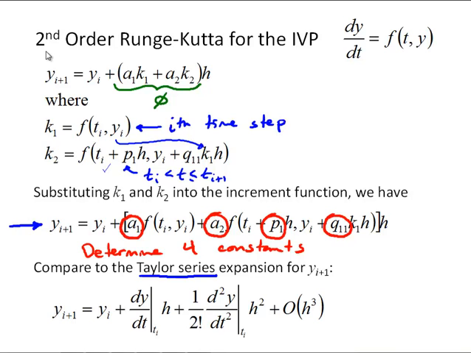Since we're doing a second order method, let's compare this Runge-Kutta approximation for y i plus 1 with the second order Taylor series expansion for y i plus 1. That's again going to be y i plus dy dt evaluated at t i times h plus 1 over 2 factorial times the second derivative of y times h squared plus terms of order h cubed and higher. To find our constants, we're just going to make sure that these two second order approximations of y i plus 1 are equivalent. So let's look at how we do that.